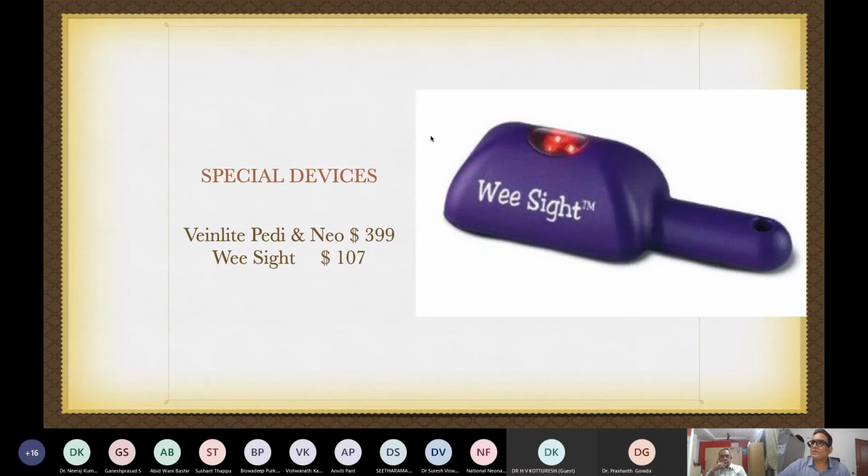This is easy to clean, and it's easy to place on the baby's hand when you're cannulating. But this one also costs around $107. But it's still cheaper than the previously mentioned 70,000 rupees proper cold lamps.